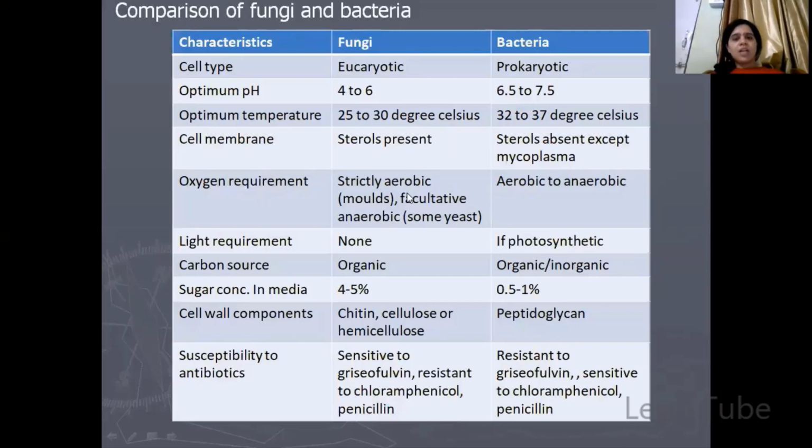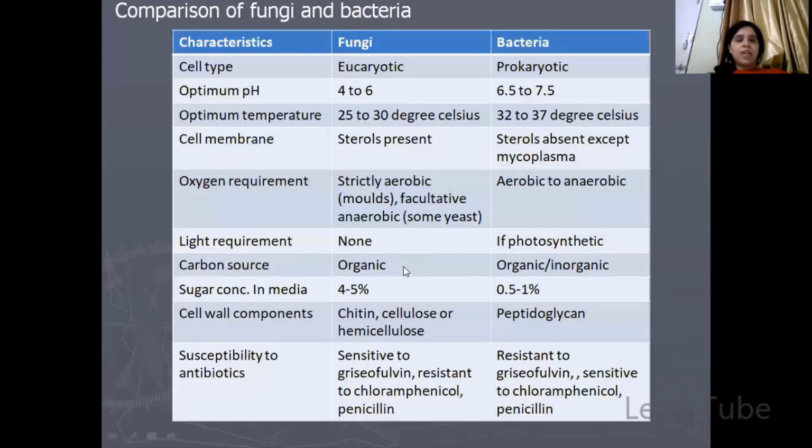Oxygen requirement: fungi are strictly aerobic or facultative anaerobic. Here there are different classes, from aerobic to anaerobic. Completely anaerobic bacteria are also present. Light requirement: in the case of fungi, light is not required because they cannot synthesize their own food. But if a bacterium is photosynthetic, then it can synthesize its own food, so it will require light.